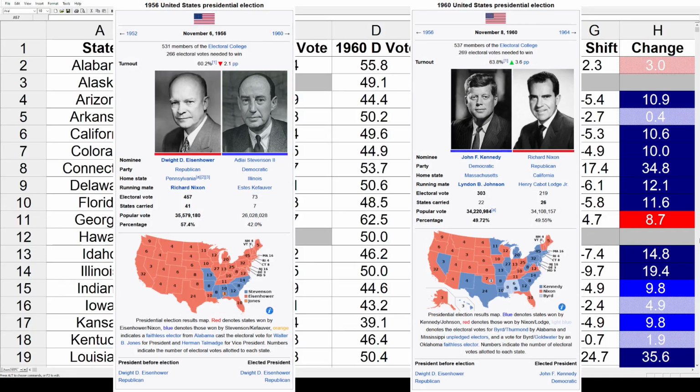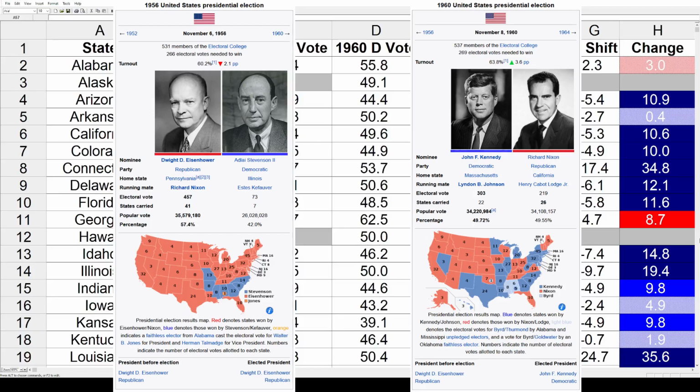1956, Dwight D. Eisenhower. He won his second term in a landslide. He got 457 electoral votes, carried 41 states, and got over 57% of the popular vote. Adlai Stevenson was the Democrat. He got only 73 electoral votes, carried 7 states, good enough for 42% of the popular vote.